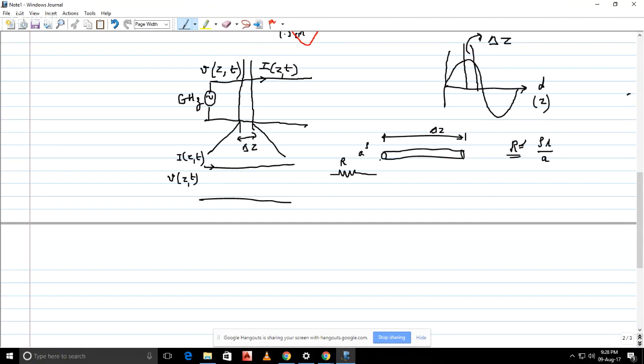Now, the second thing that is happening is, we know that according to the Biot-Savart law, if a current is flowing through a conductor, then there will be an associated magnetic field around it. Yes or no? So because a current is flowing through this conductor, there will be an associated magnetic field, which shows self-inductance.